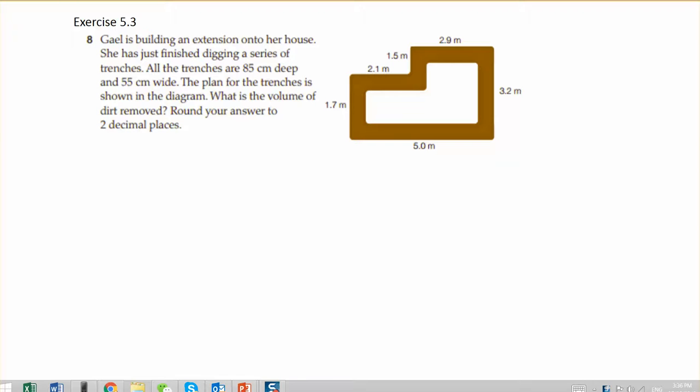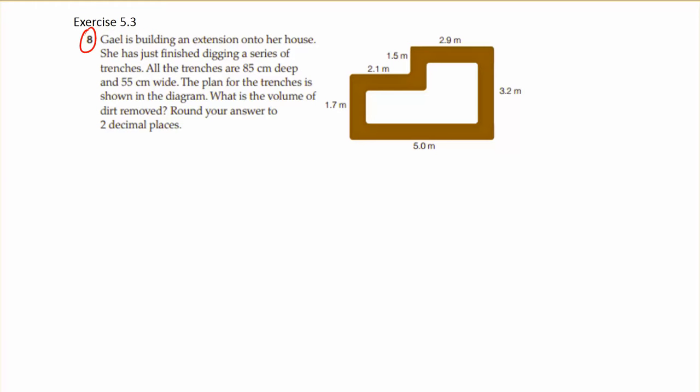This is for Year 10 Methods Pathways. We're going to look at question 8 from exercise 5.3. So we've got a situation where someone's building a house and they're digging a trench.